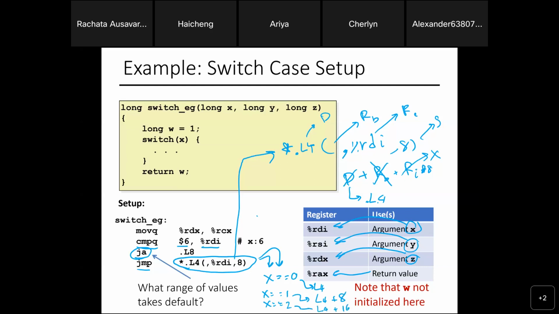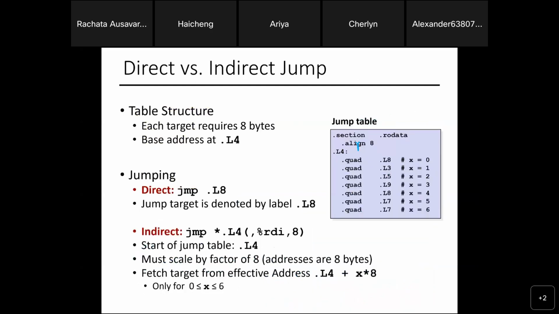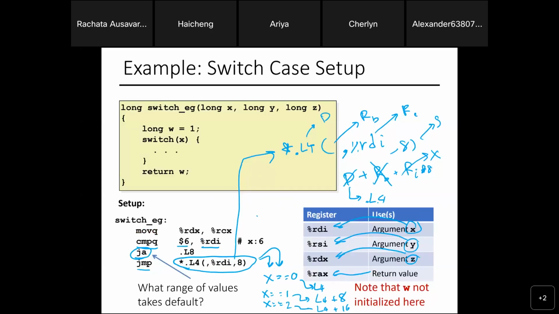Basically, you jump to L4 plus n multiplied by 8, where n is the value of X. In this case, it's 8 multiplied by X, my bad. It's L4 plus 8 multiplied by X. You'll see why you have to multiply everything by 8 in a bit. But this looks like a table that you jump to first.